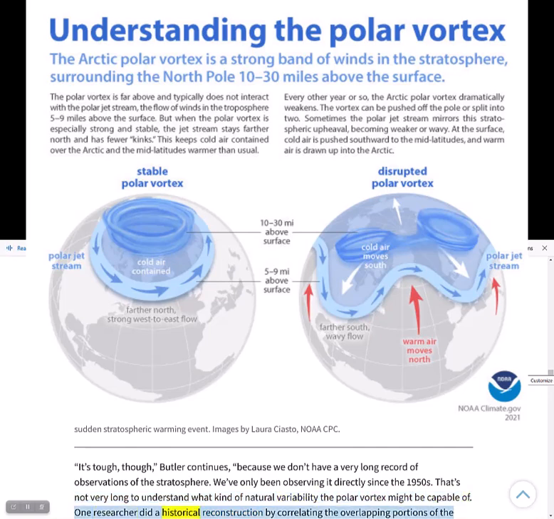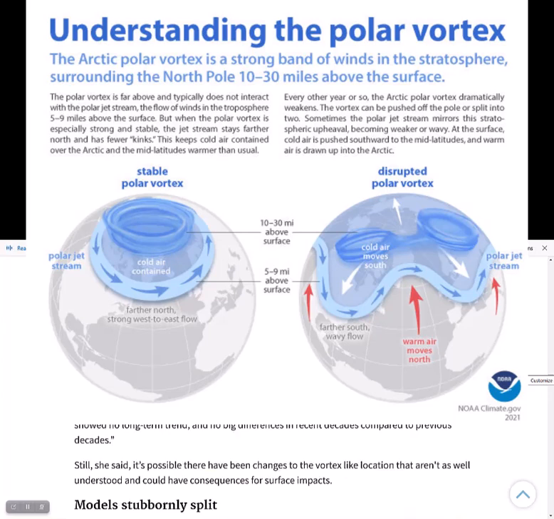One researcher did a historical reconstruction by correlating the overlapping portions of the North Atlantic Oscillation Index, which goes back much farther, and the polar vortex record, and then extrapolating the polar vortex record farther back in time using the NAO index. It showed no long-term trend, and no big differences in recent decades compared to previous decades. Still, she said, it's possible there have been changes to the vortex, like location, that aren't as well understood and could have consequences for surface impacts. Models stubbornly split.